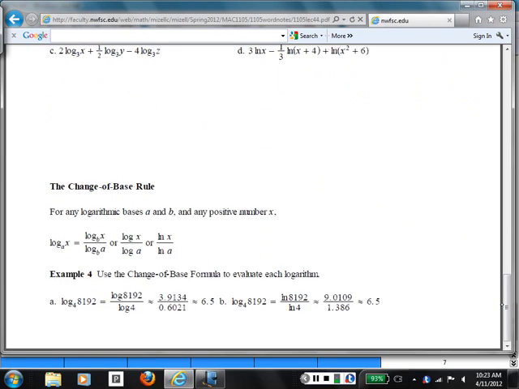And then there's the change of base rule. If we need to evaluate the logarithm of some off-the-wall base, by off-the-wall I mean anything other than 10 or the natural base e, we can do so on the calculator, even if it's not one of the brand spanking new TI-84 Pluses.